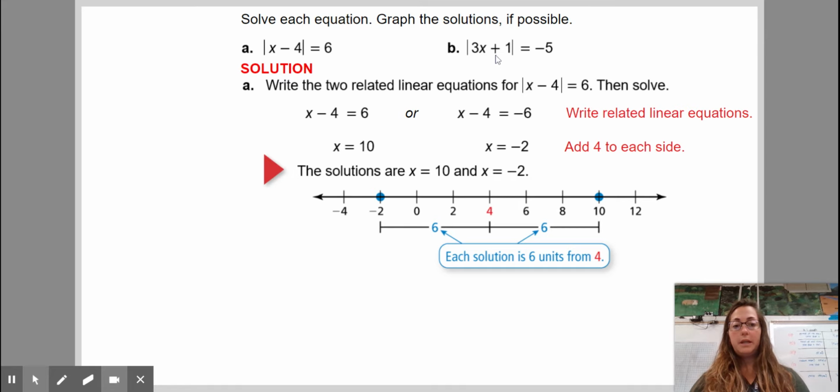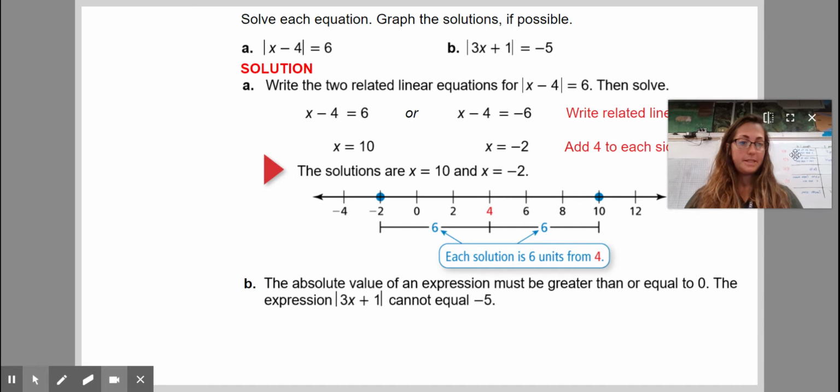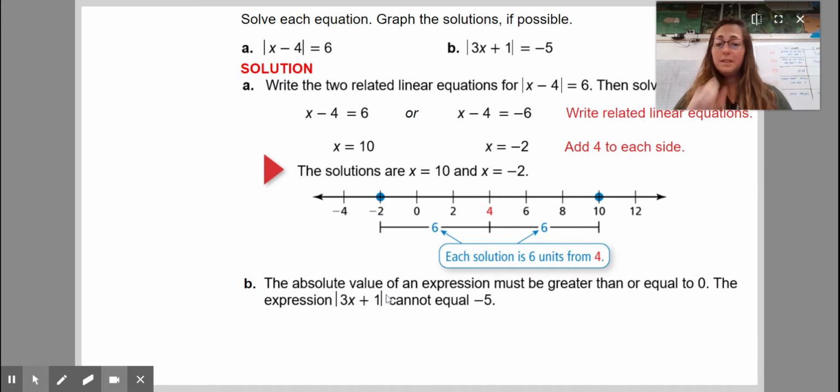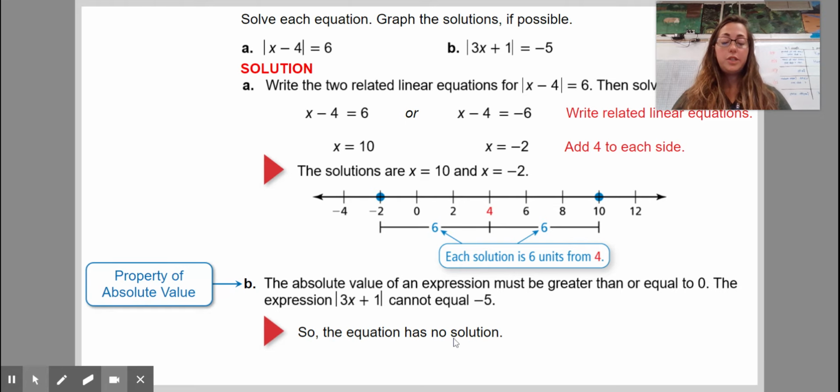All right, let's try a problem like letter B. Write that problem down. And then I want you to think about this. The absolute value is the distance from 0. Can I have a negative distance? And because I can't have a negative distance, you're going to see what's going to happen. So the absolute value of an expression must be greater than or equal to 0. So it can't equal -5. So because of that, the equation has no solution. That's your answer to letter B, no solution.